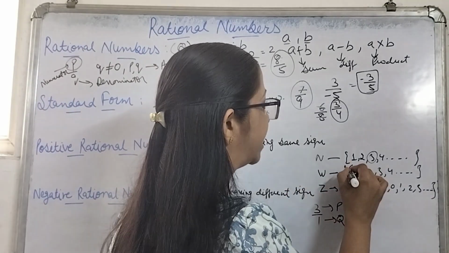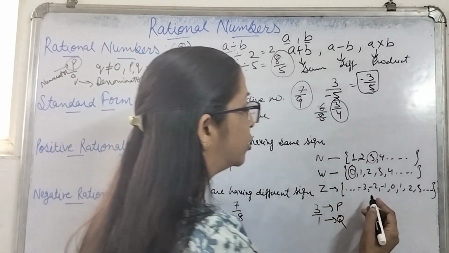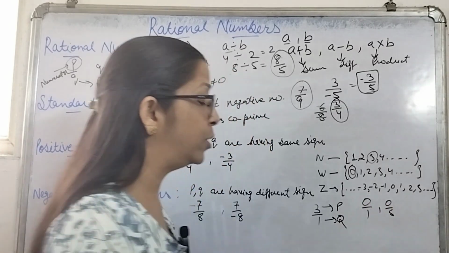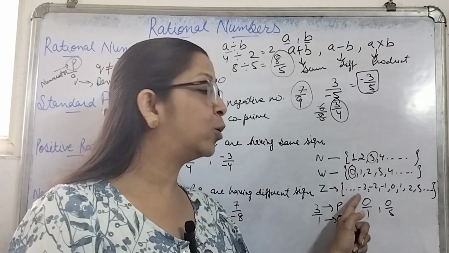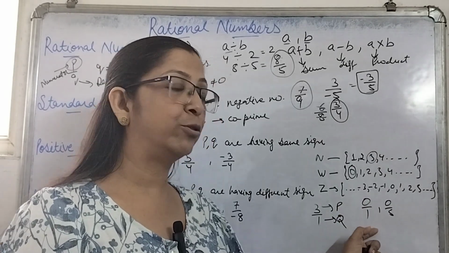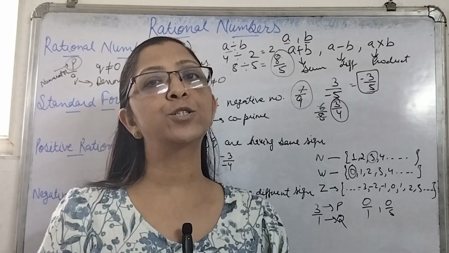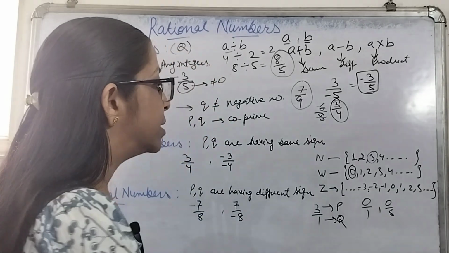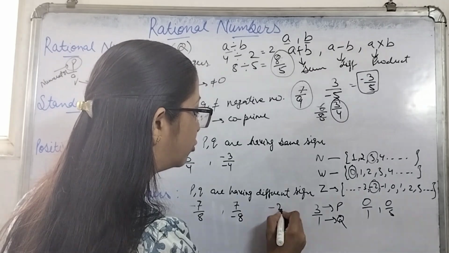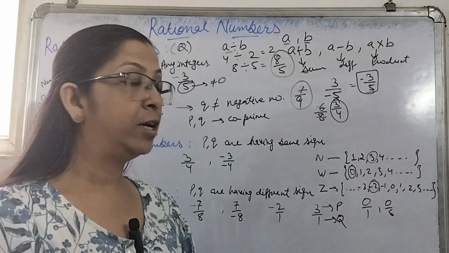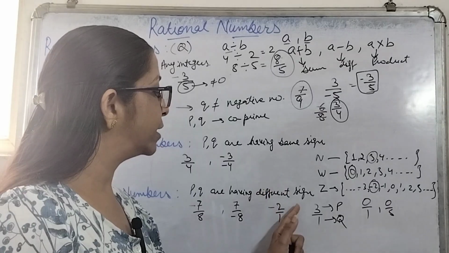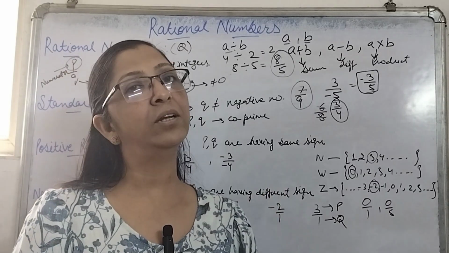Similarly, if I take 0, 0 could be written as 0 upon 1 also. 0 could be written as 0 upon 5 also. So again over here 0 is an integer and the denominator is not equal to 0. So 0 is also a rational number. Similarly, if we take say minus 2, minus 2 could be written as minus 2 upon 1. So minus 2 is the numerator and 1 is the denominator. So minus 2 upon 1 is also a rational number.